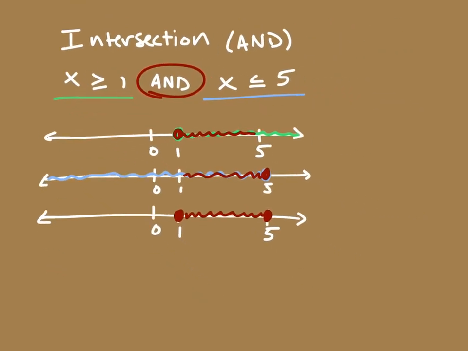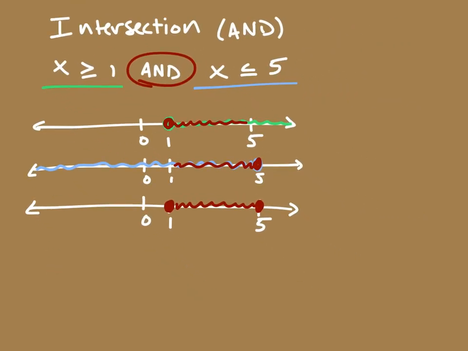Now I actually want to write this using inequality notation. I can say that 1 is less than or equal to x is less than or equal to 5. Basically what I say here is that x is in between these two numbers, and I graph it like this. So let's solve a couple of inequalities where we have an intersection.